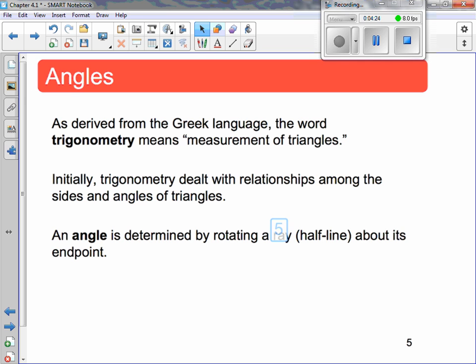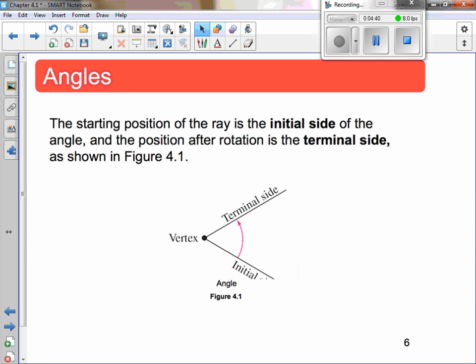Angles. As derived from the Greek language, the word trigonometry means measurement of triangles. Initially, trigonometry deals with the relationships among sides and angles of triangles. An angle is determined by the rotation of a ray, a half line, about its endpoint. So we're just rotating and measuring this rotation.